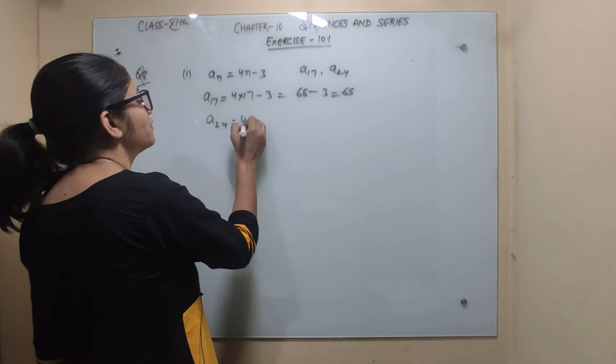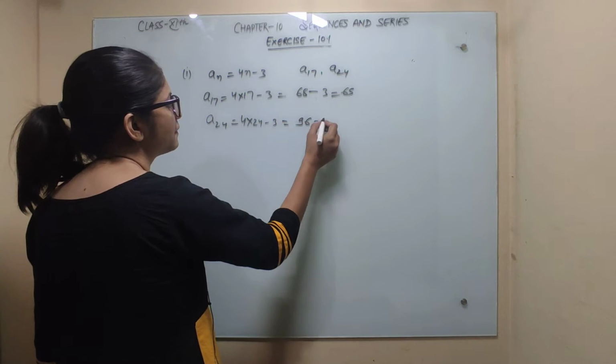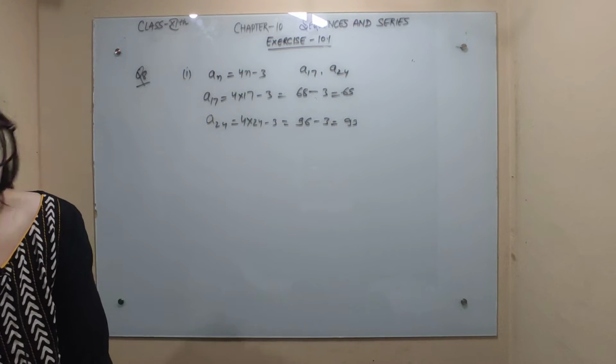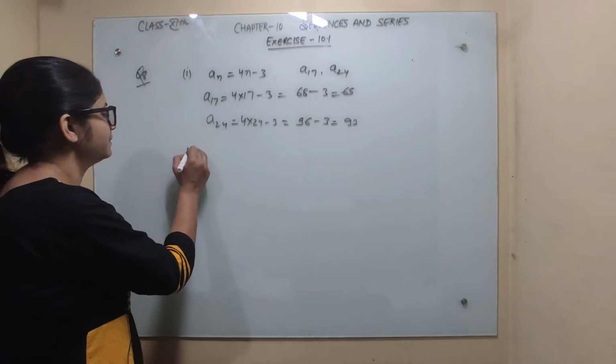A24, they are asking. So 4 into 24 minus 3. 4 fours are 16, so we get 96 minus 3, which is 93. So a17 is 65 and a24 is 93. Now the second part.